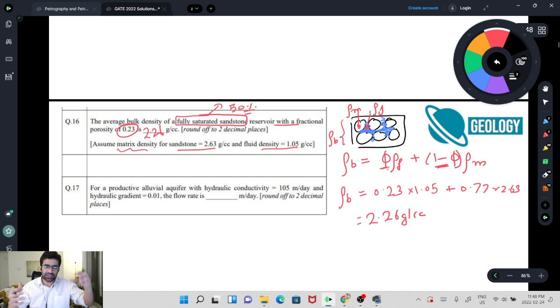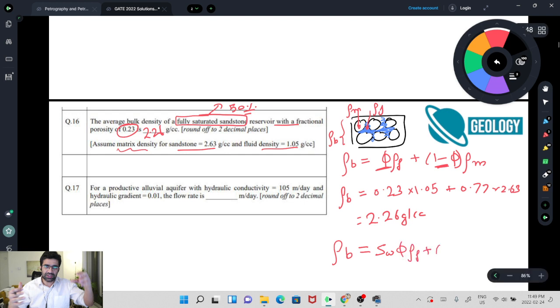Now if they have not given you fully saturated, let's say it is 50% saturated, it means in this pore space, where you are doing phi rho f, 50% will be fluid, 50% will be air. Air has zero density approximately. So what you are going to do is multiply with Sw, because that is the saturation of water, phi Sw rho f. It could be oil also.